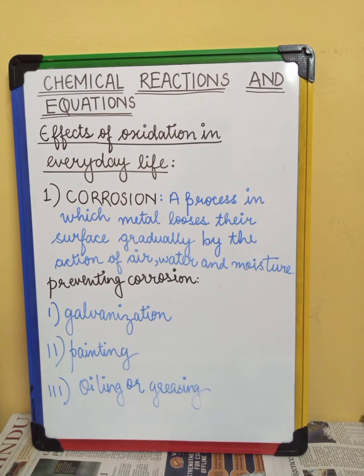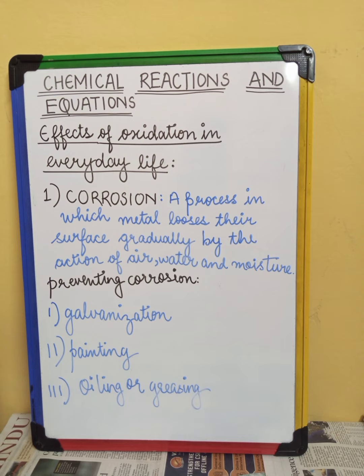Now, let us see the effects of oxidation in everyday life. The first very common effect that we see is corrosion, a process in which metal loses their top surface gradually by the action of air, water, and moisture around us is called as corrosion. The corrosion can be prevented by the following methods.